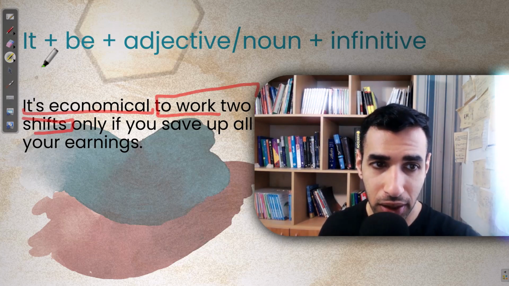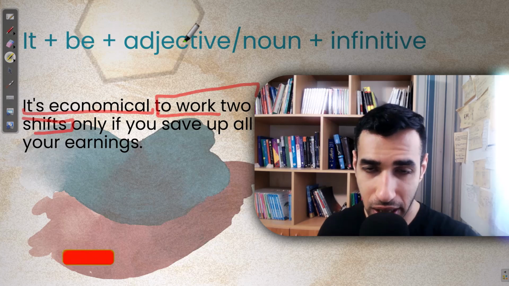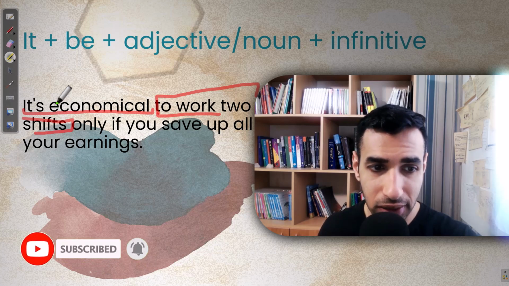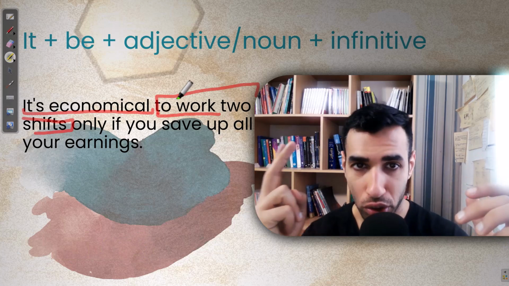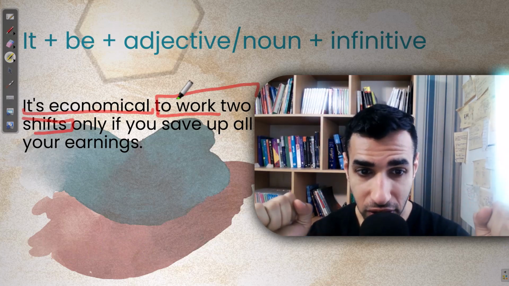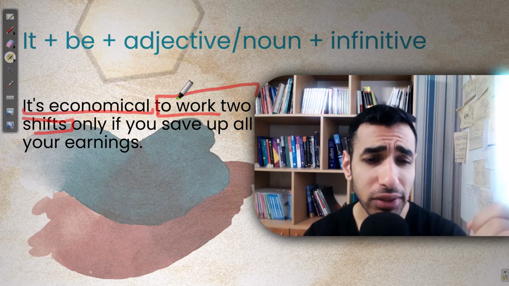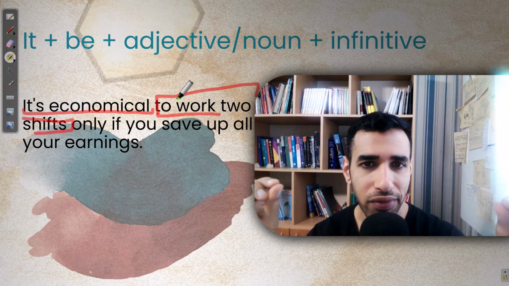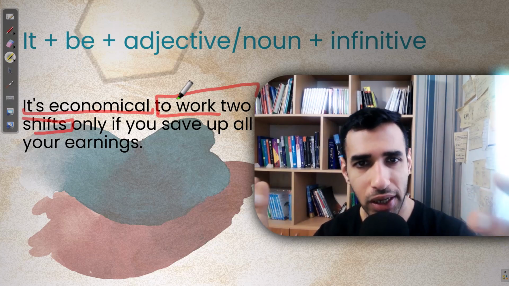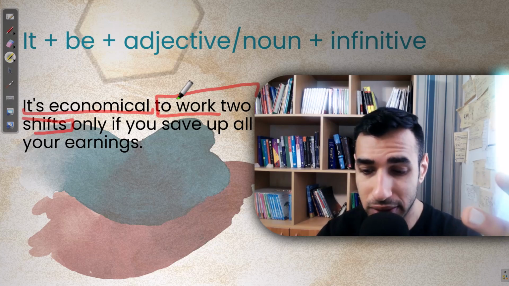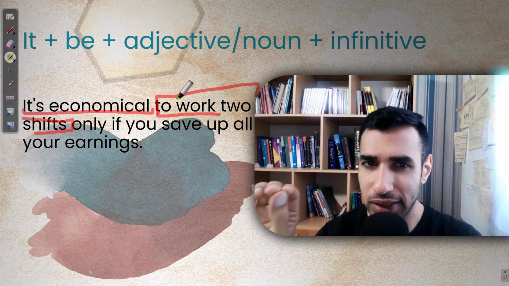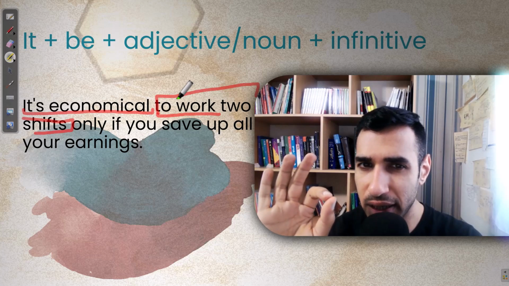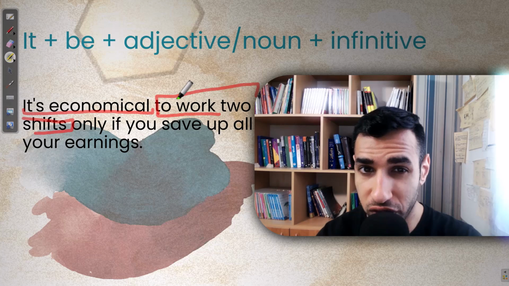It is economical, infinitive phrase. It is economical to work 2 shifts. This is our infinitive phrase. And the rest of the sentence, only if you save up all your earnings. Well, save up means accumulate your money, gather your money for a specific purpose. Now, we can send a message in 2 ways, either by infinitive phrase or by gerund phrase.